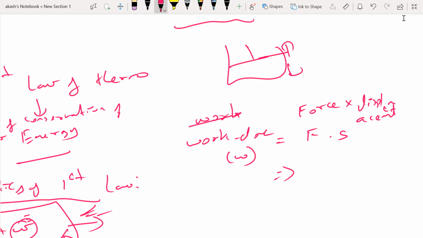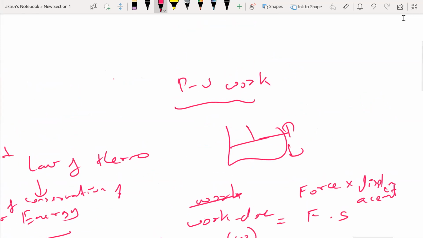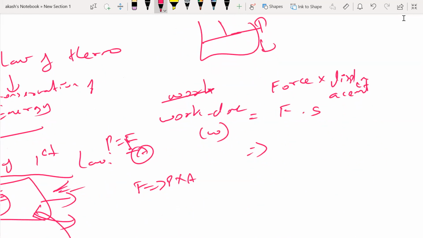Now I know P is equal to F by A, that is pressure is equal to force by area, isn't it? So can I write F is equal to pressure into area? I can do that because we're talking only in terms of pressure and volume. That's why I'm changing this equation like this. So I can write force as pressure into area, and what we have is some distance. Now we understand, people, this area into some other length is actually going to give us some volume.